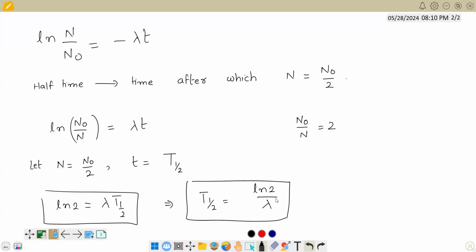This is a very powerful expression. With this expression, we can solve many questions. What is the importance of half time? Half time remains constant whether N naught becomes N naught by 2, or N naught by 2 further becomes half, N naught by 4, and it further becomes half, N naught by 8, and so on. I will give an example.